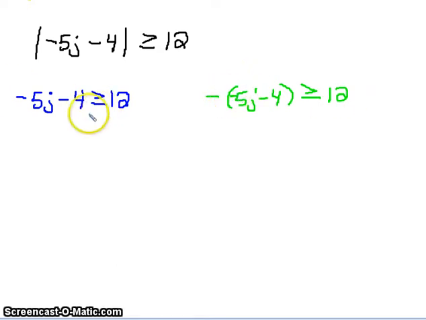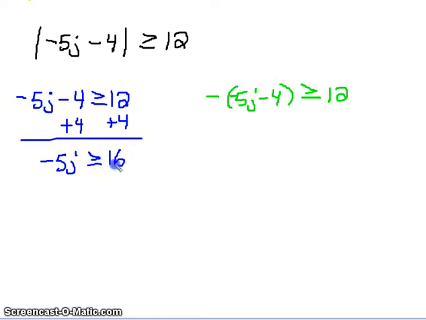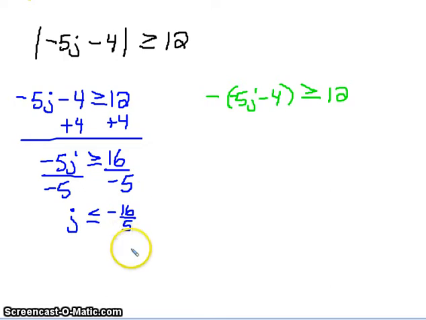So when we solve the first side, we're going to add 4 to both sides, and we get negative 5j is greater than or equal to 16. And divide both sides by negative 5. And what happens when you divide by a negative? Your greater than goes to less than. Now, you can leave this as negative 16/5. But if you're going to graph it on a number line, you probably want to know that this is negative 3 and 1/5, because 5 goes into 16 3 times, and 1/5. So j is less than or equal to.